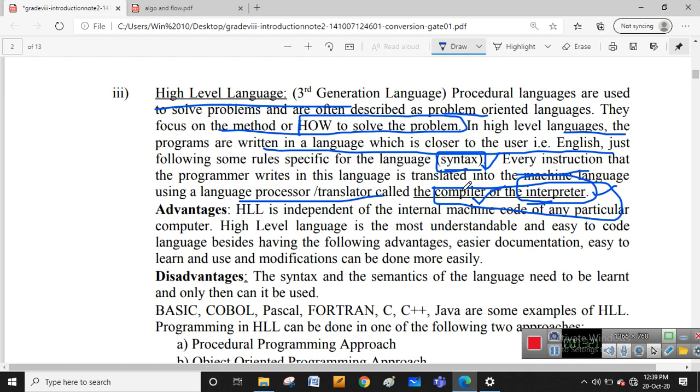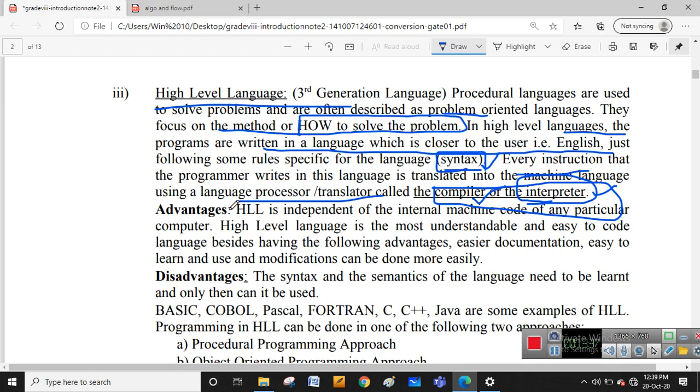And in the compiler case, what will you do? So it will convert the entire code, the entire lines of code of your program or instructions at the same time, and once it finds any errors, it rectifies that error and converts into machine language.